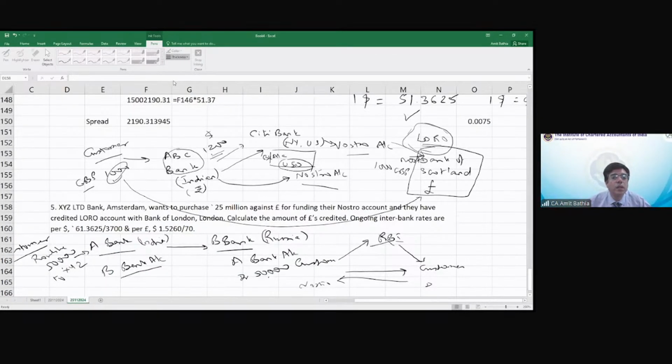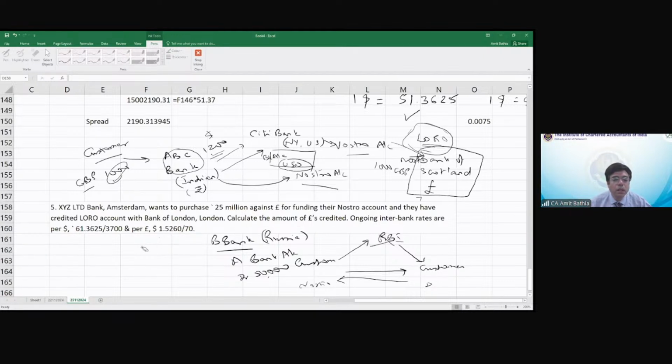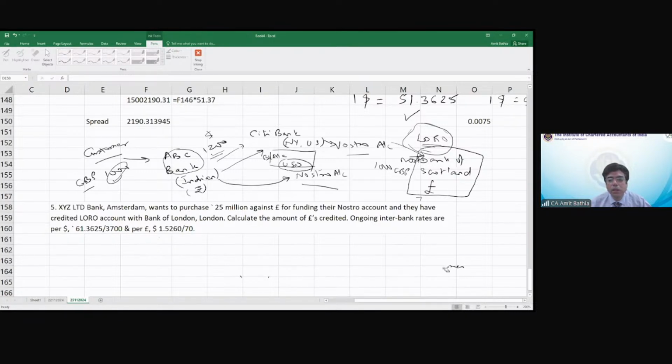Just 1 minute, we go back to our question number 5. Okay, now let's start with this question again. XYZ Limited, Amsterdam, wants to purchase rupees 25 million against pound for funding their Nostro account. And they have credit Loro account with Bank of London. Calculate the amount of pounds credited. Ongoing interbank rates are per dollar 61.3625 slash 3700 and per pound dollar 1.5260 to 70.